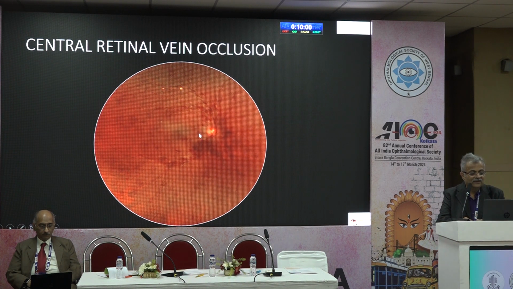Now these are typical central retinal vein occlusion, where the hemorrhages are all round, or there could be branch retinal vein occlusion, where there would be hemorrhages in one quadrant.